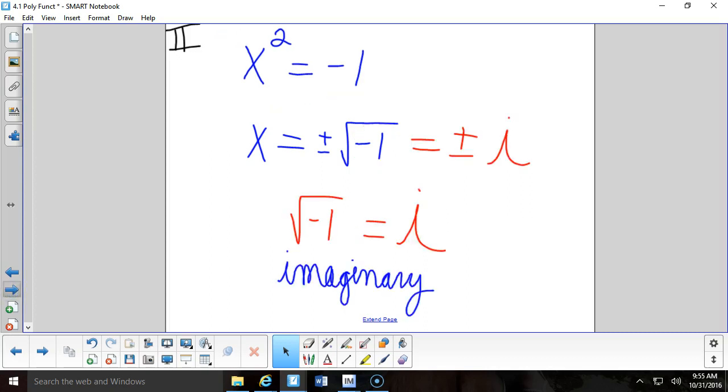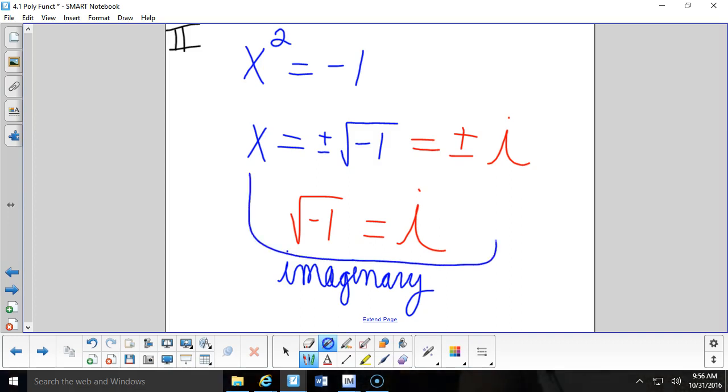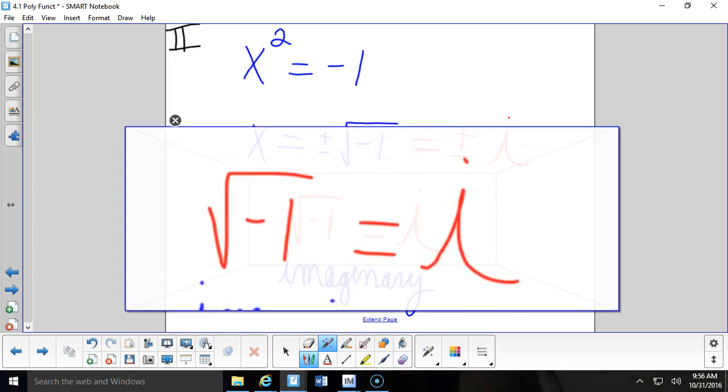By definition, the square root of negative 1 is i, which we call an imaginary number, which is no more imaginary than the number 2 is imaginary. It just represents something. Know this definition. Know that definition. You need to make sure you have that down.